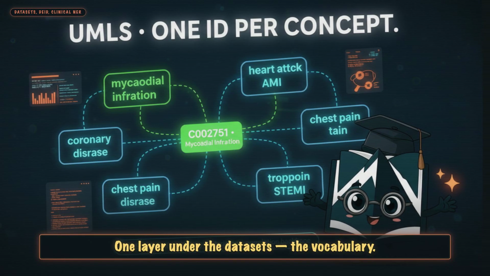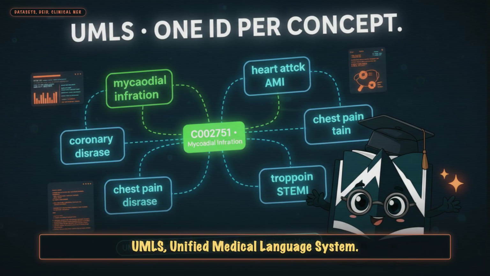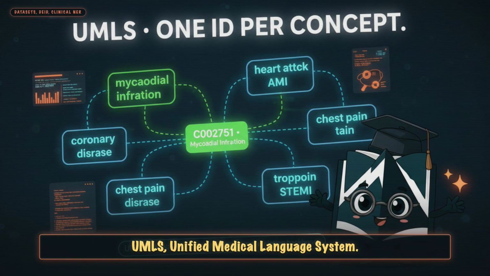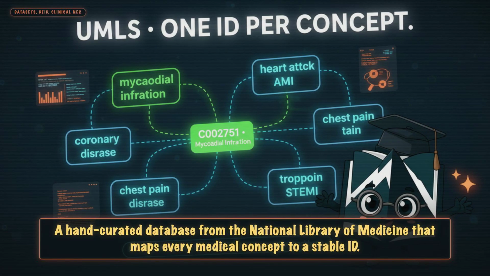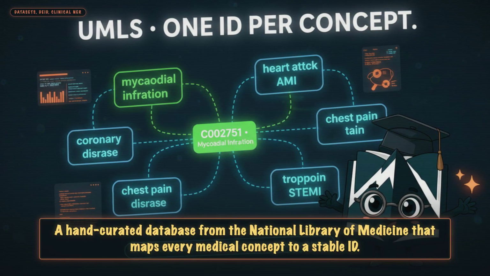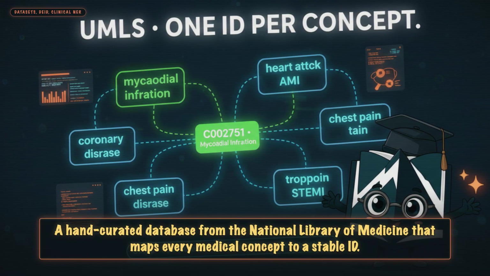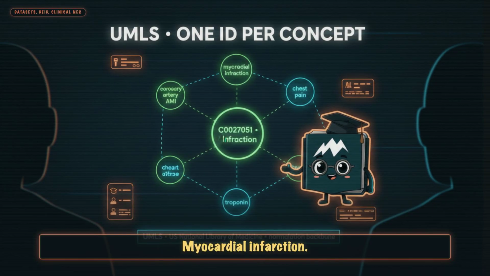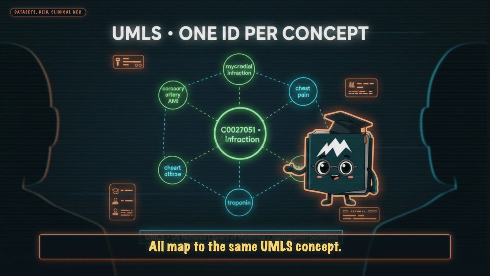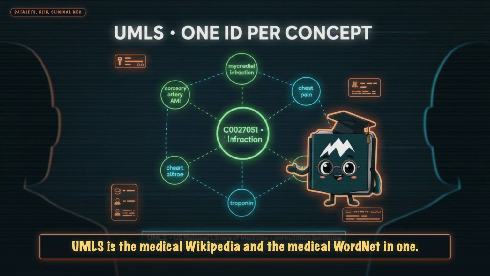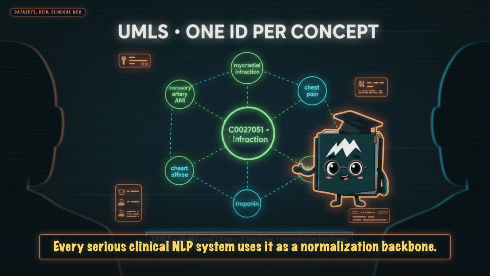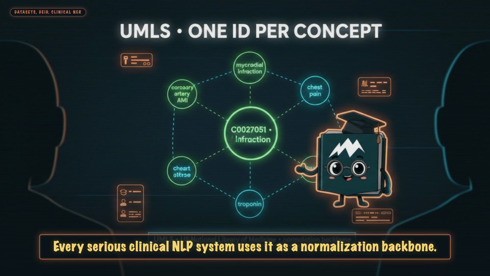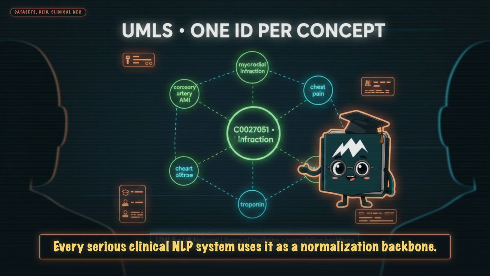One layer under the datasets, the vocabulary. UMLS, Unified Medical Language System, a hand-curated database from the National Library of Medicine that maps every medical concept to a stable ID, myocardial infarction, heart attack, MI, AMI, all mapped to the same UMLS concept. UMLS is the medical Wikipedia and the medical WordNet in one. Every serious clinical NLP system uses it as a normalization backbone.